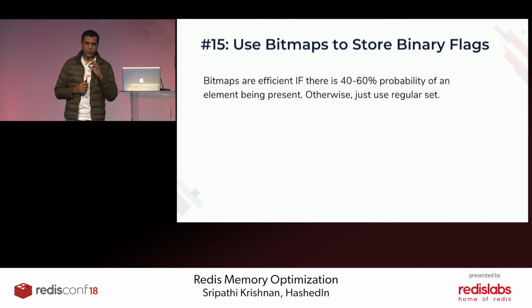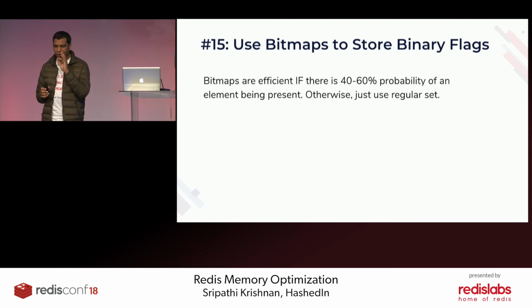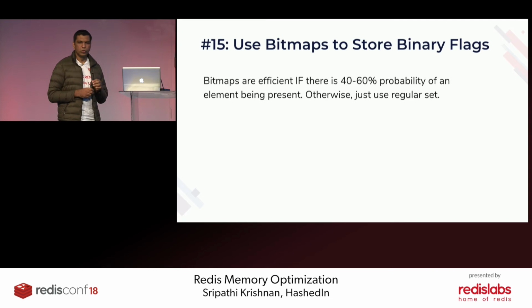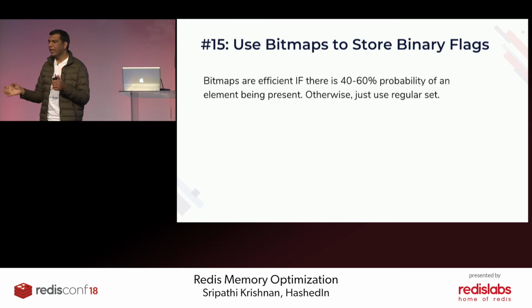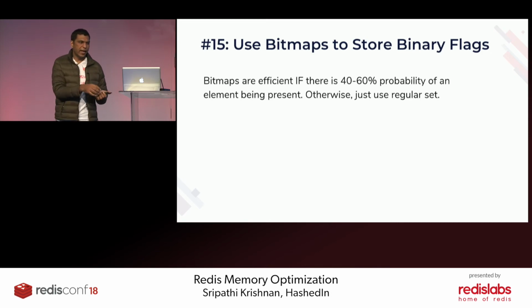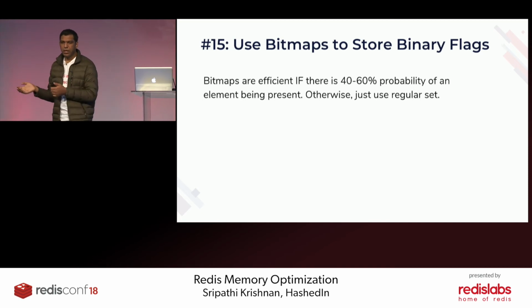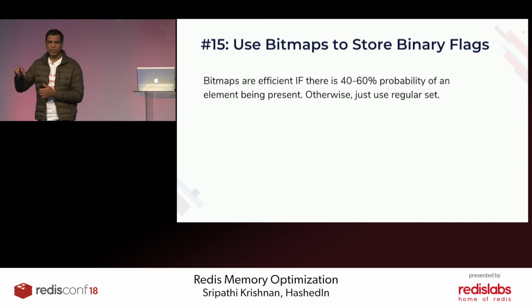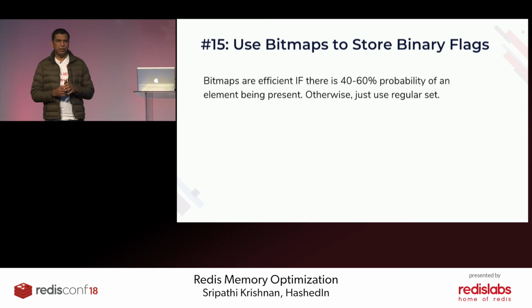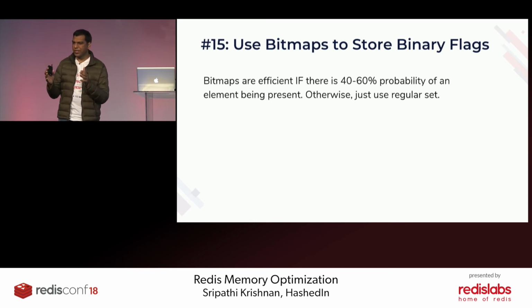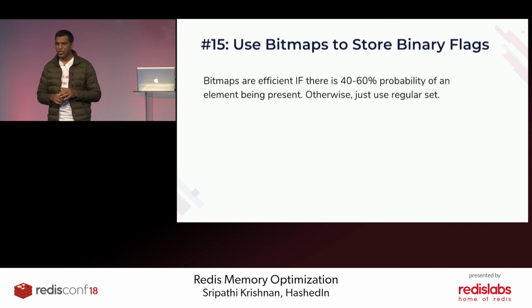Bitmaps are efficient if you know that there's a 40 to 60% probability of the element being present. So what does that mean, right? Let's say that you're trying to maintain a set of the users that logged in today. Now, if you expect only 10% of your total user base to log in on a given day, a bitmap would be inefficient because you could just store the 10% IDs in a set. Vice versa, if you expect 90% of your users to log in, it is easier for you to track the 10% that did not log in and have a set which says 10% did not log in today, right?